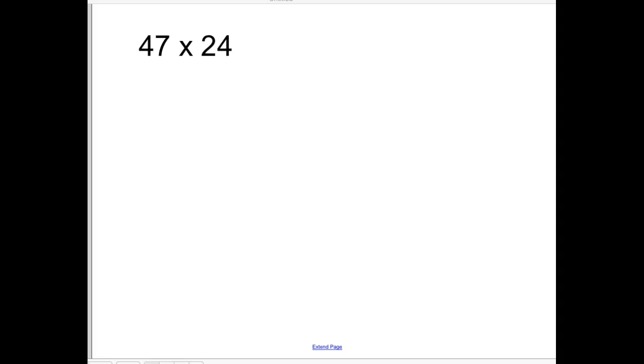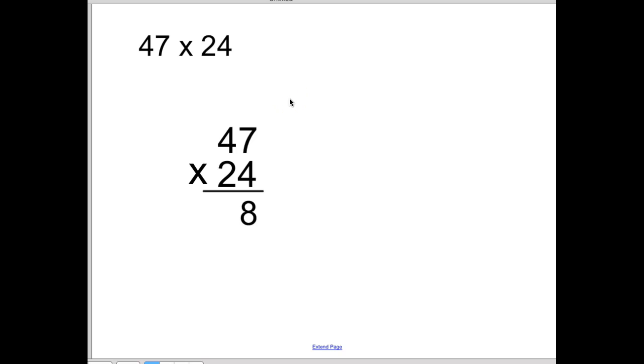First thing you're going to do is we are going to stack them on top of each other like that. And so the next step is I usually just forget about this 2. It's like it's not even there. And I'm just going to do 47 times 4. So 7 times 4 is 28. So the 8 goes down and the 2 goes above the 4. Then I do 4 times 4, which is 16, plus 2 gives me 18. So this is 188. So that was the first step in the standard algorithm.